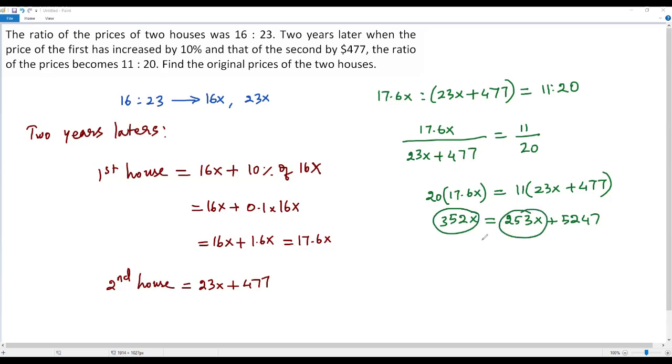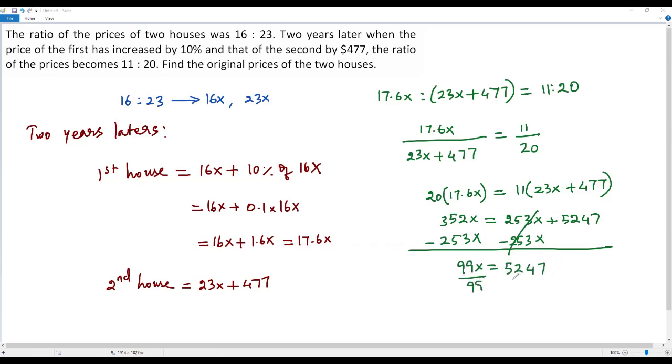Okay, now we have the terms which contain the variable on both sides of the equation. To solve for x, we have to get rid of the term which contains the variable on one of the sides. Better we can get rid of the term 253x on the right side. For that, we have to subtract 253x from both sides. Let me do it. When I do so, the positive value and negative value will cancel out. So when I simplify 352x minus 253x, I'm getting 99x equals 5247. Okay, now to solve for x, I have to divide both sides by 99. So this 99 will cancel out. x equals, when I divide 5247 by 99, I'm getting 53.